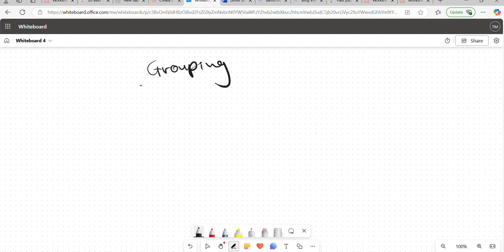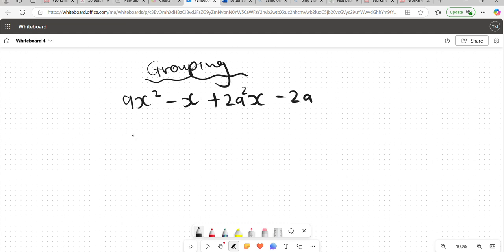And this type of factorization is implicit in the name. The name implies exactly what we need to do. So let's take an example: ax squared minus x plus 2ax minus 2a. So we have this question and we are asked to factorize it.